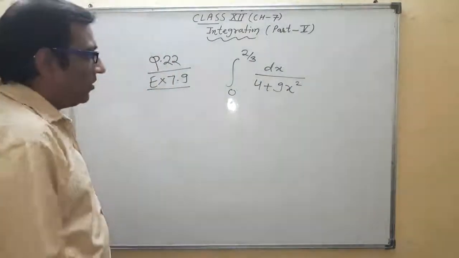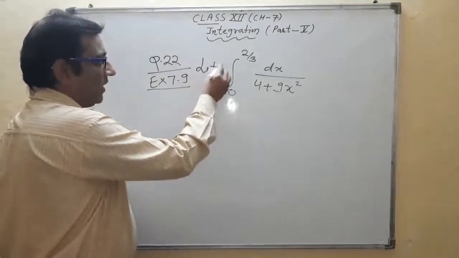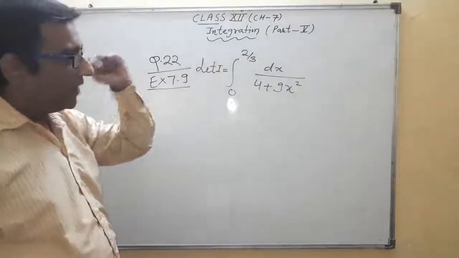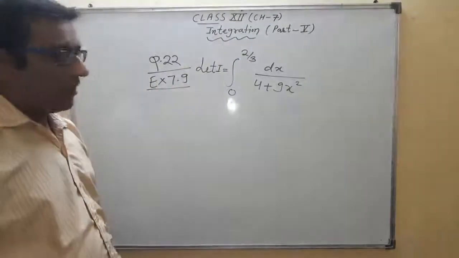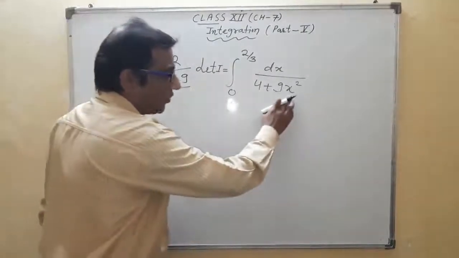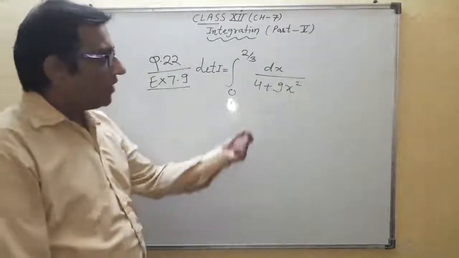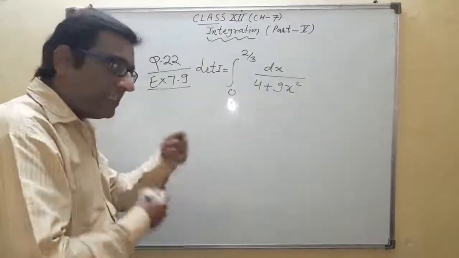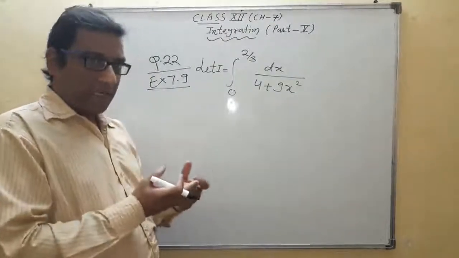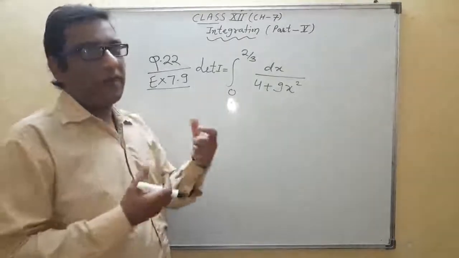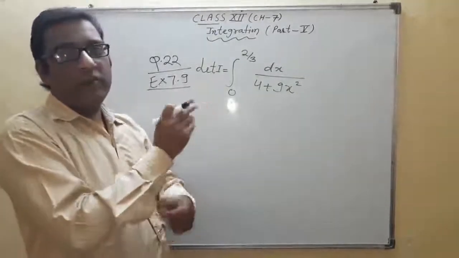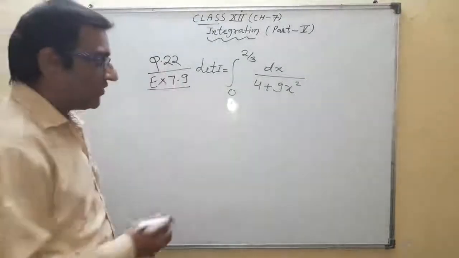This is the question. So how will we start? First we will write here, let I. In this question, 0 is the lower limit and 2 by 3 is the upper limit, and dx upon 4 plus 9x square is given to us. How will we solve such a question? As you see, the coefficient of x square is 9 here. So first we will convert it into the simplest form so that we can easily apply the concept of indefinite integration. Whenever we want to solve a definite integration, first we solve as per the indefinite integration, and after that we apply the limits so that it converts into the definite integration.